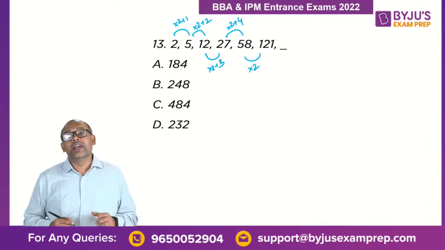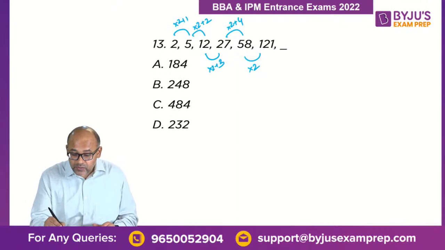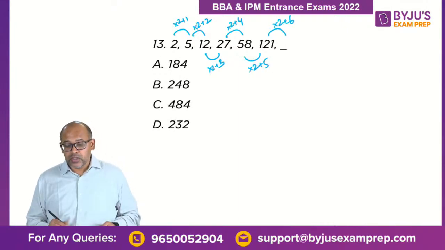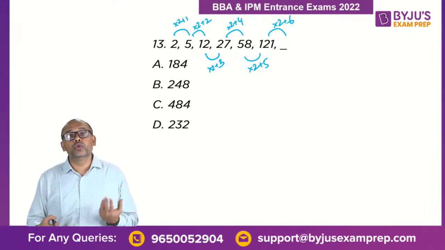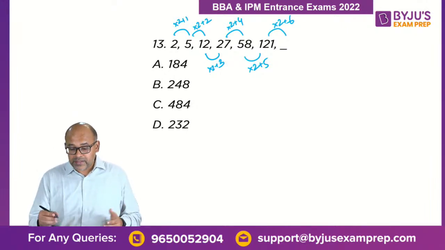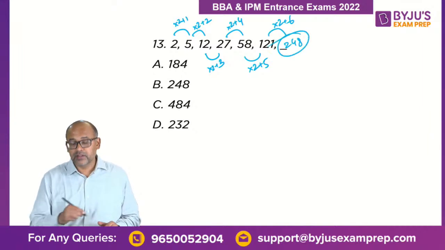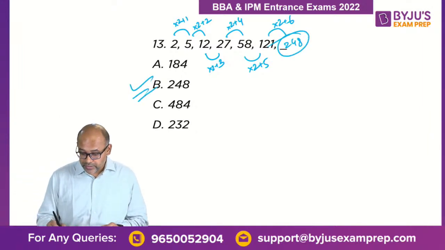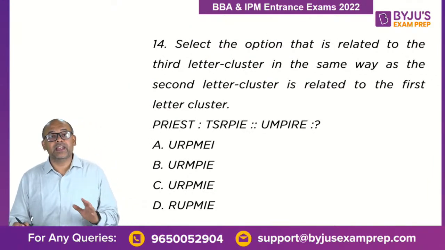58 into 2 is 116. 116 plus 5 should be 121. So the next one should be into 2 plus 6. So 121 into 2 is 242, plus 6 is 248. So that is your logic. Clear? Okay, next question. This is again a decent one.